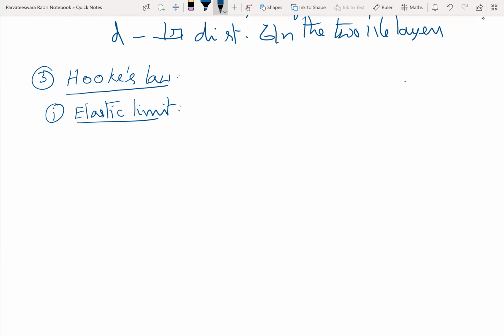So what is this elastic limit? It is the maximum stress that can be impressed on the body, up to which the body retains elasticity. That is, elasticity is exhibited by the body as long as the stress impressed is less than or equal to this maximum value of the stress. That is called elastic limit.